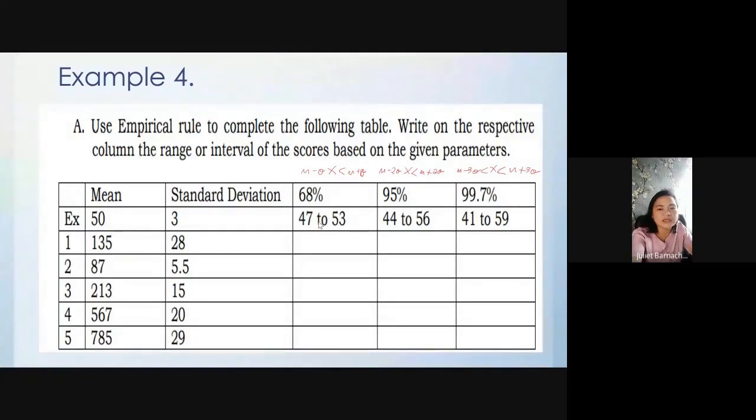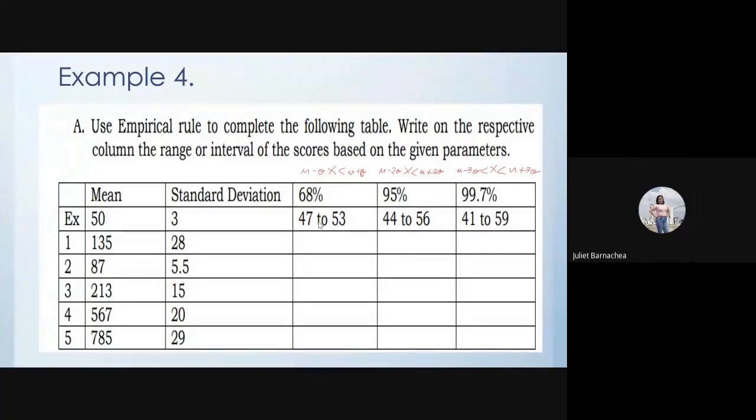Check nga natin. 107 at saka, 107 to, ito, i-add lang natin. 135 plus 28. 163. Tama si Raymar, tama si Kathleen, tama si Shekinah, Roland.